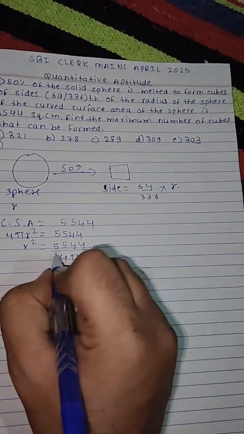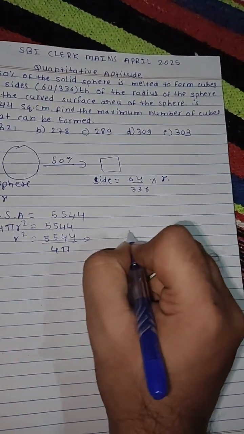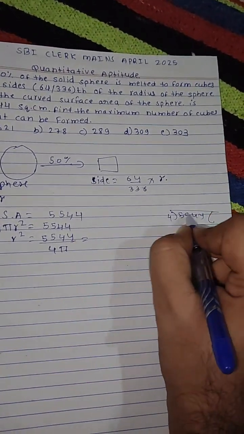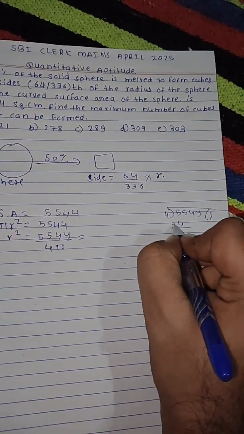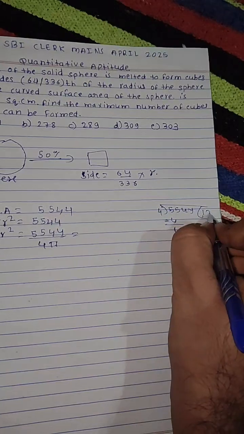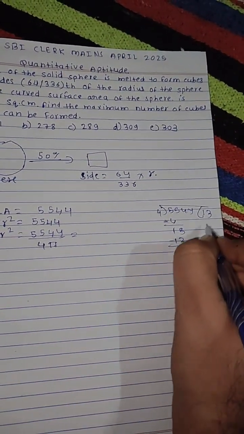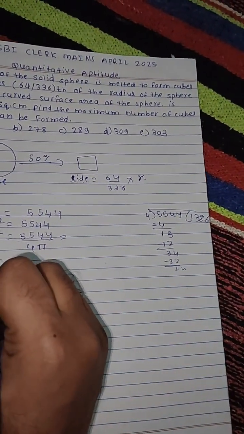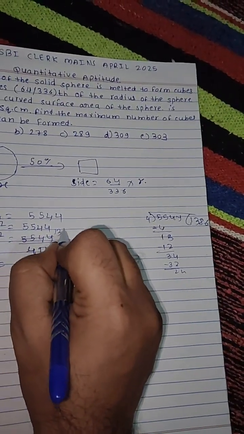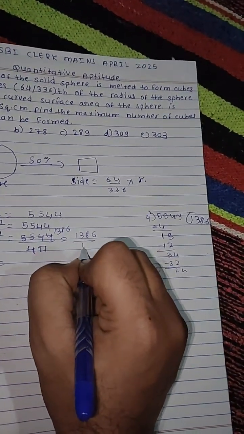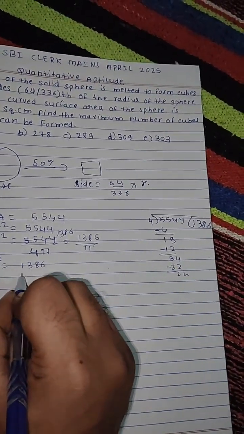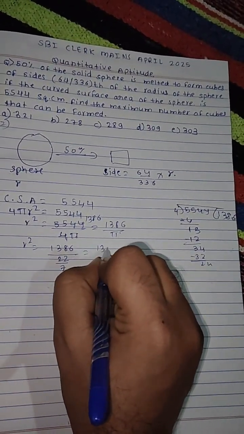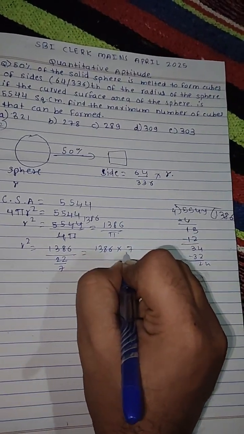So we can write it like this. First we will do 5544 by 4, which is 1386. So r square is 1386 divided by pi, and the value of pi is 22 by 7. So 1386 into 7 by 22.